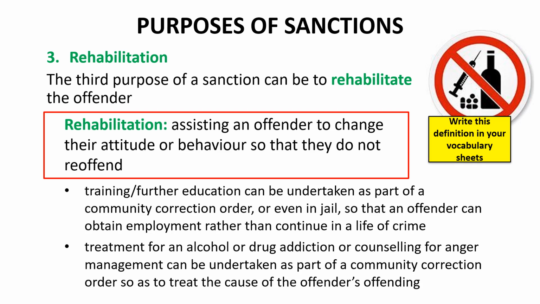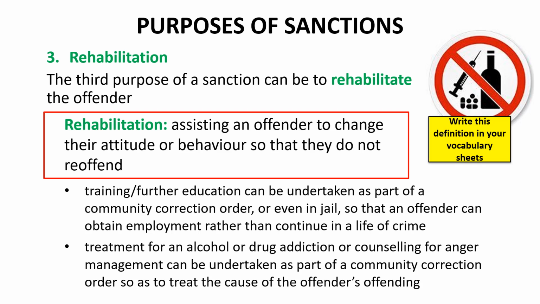Similarly, it may be that an offender commits an offence because they're addicted to alcohol or drugs, or because they have difficulty controlling their temper. As part of a community correction order, the offender can be ordered to undertake treatment for their alcohol or drug addiction, or to obtain counselling for anger management. The purpose of imposing these kinds of conditions is to rehabilitate the offender by treating the cause of the offender's offending.